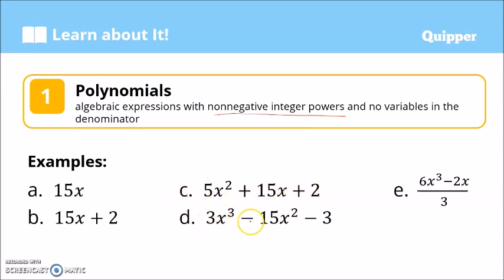3x cubed minus 15x squared minus 3. So, exponent ng x dito ay 3. Dito naman 2. So, this is a polynomial. And we have 6x cubed minus 2x over 3. So, exponent ng x ay 3. Exponent ng x dito ay 1. So, okay. And wala namang variable sa denominator. So, it is a polynomial.